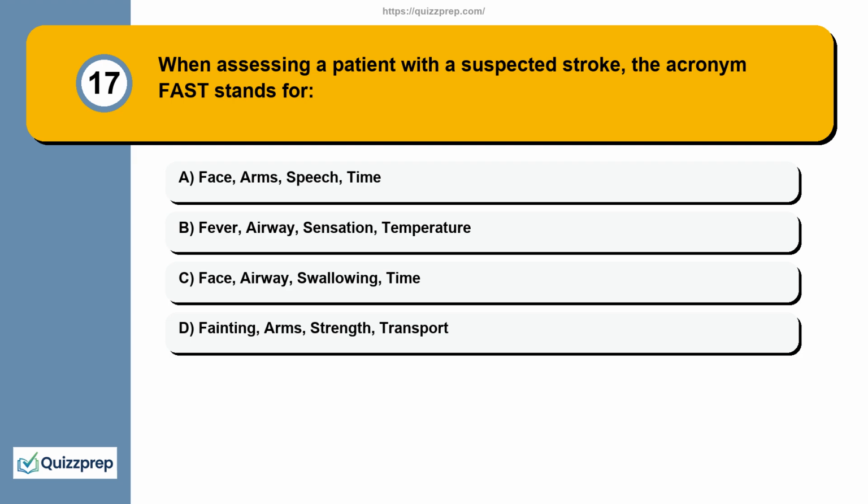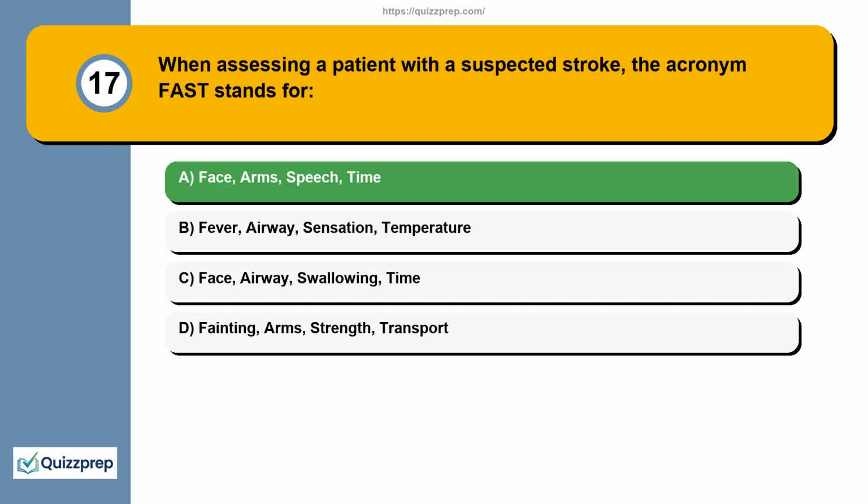Question 17. When assessing a patient with a suspected stroke, the acronym FAST stands for. Here are your options. Option A: face, arms, speech, time. Option B: fever, airway, sensation, temperature. Option C: face, airway, swallowing, time. Option D: fainting, arms, strength, transport.